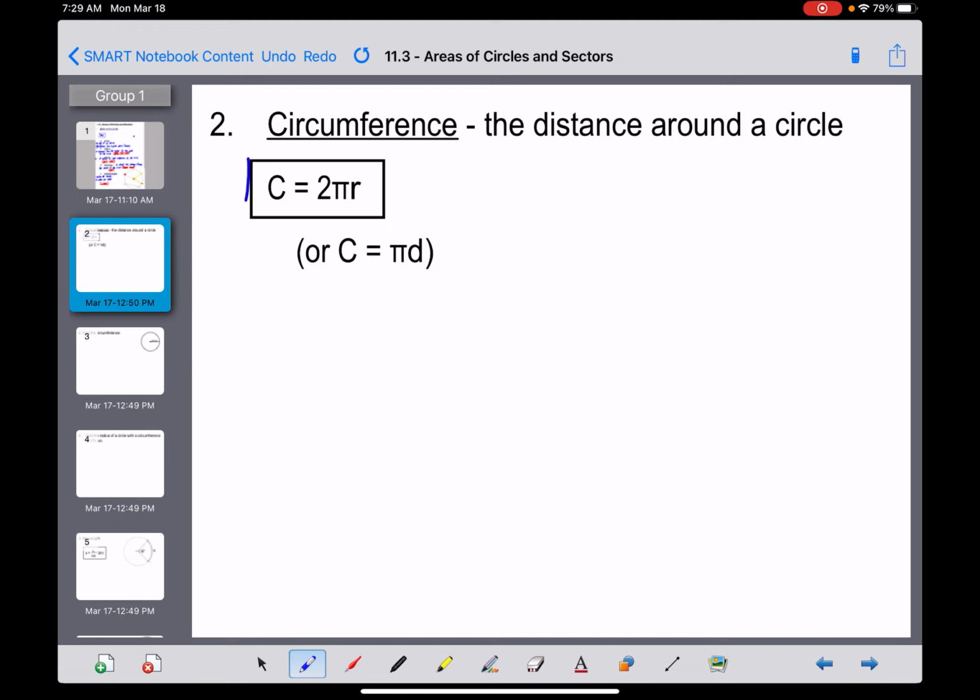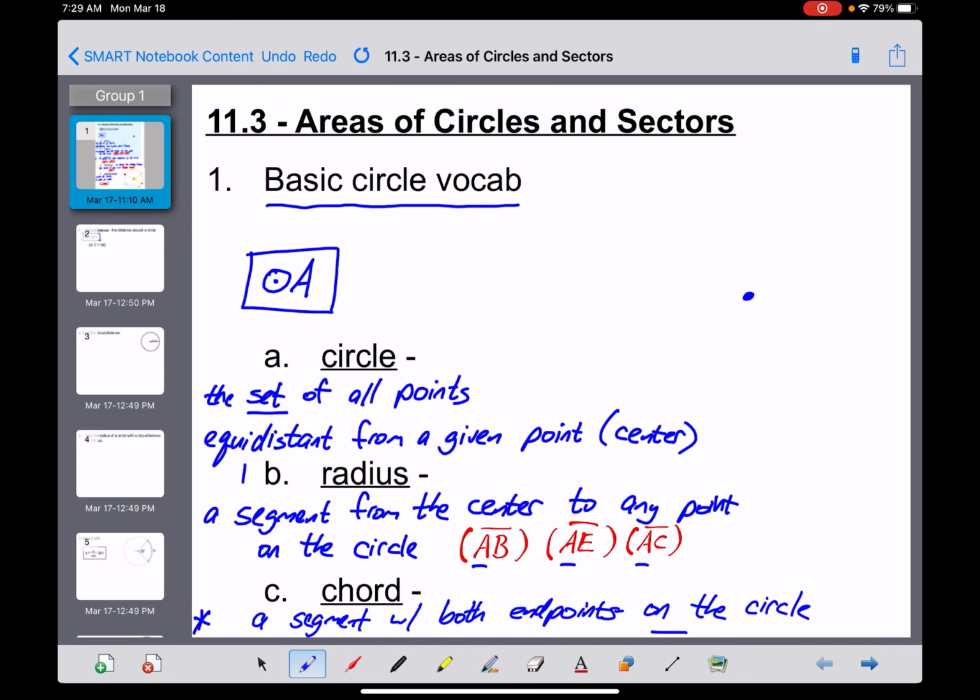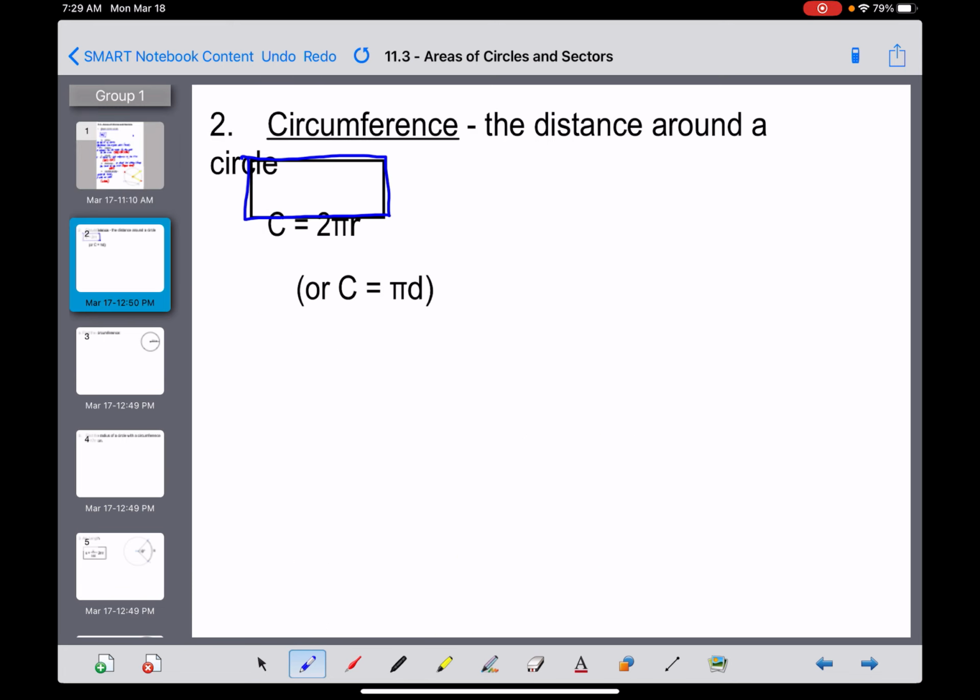And the formula for circumference is right here in this first box, guys. Circumference is equal to 2 times pi times r. And r represents the radius that we talked about back over here on the first slide right here, a segment from the center to any point that's located on the circle.